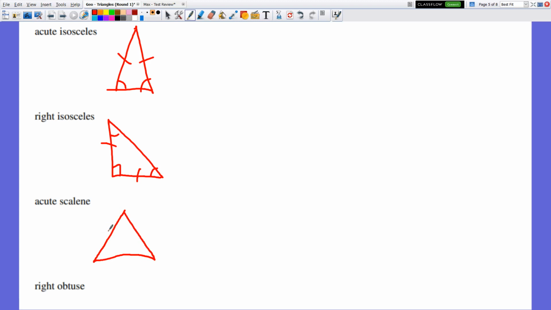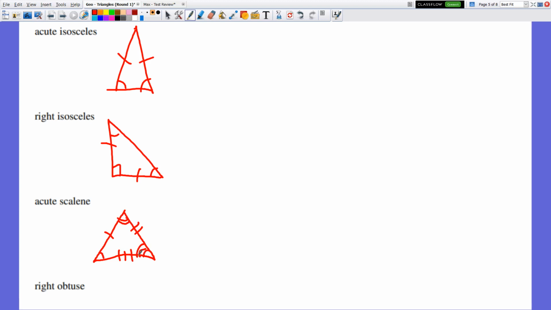So basically, if you're just drawing a triangle like that with no symbols, it's going to be scalene. Or you could do this, showing that all sides are different. You have three different side measures. You may also see one that looks like this, showing you that all the angle measures are different as well.